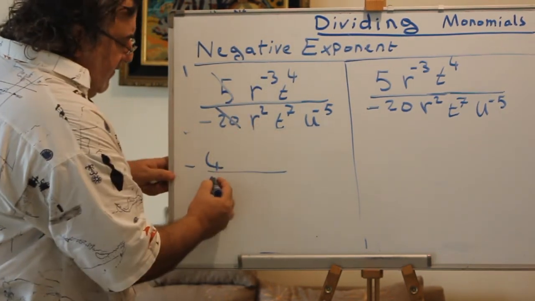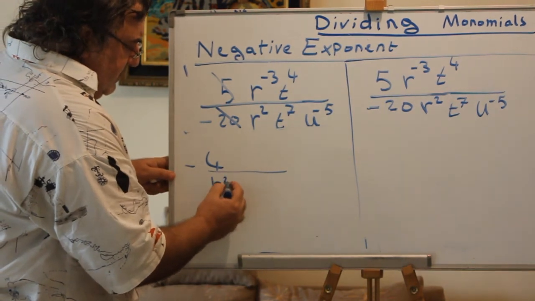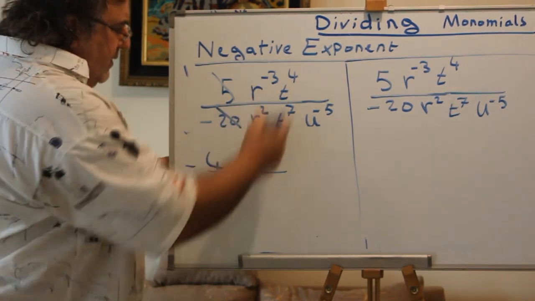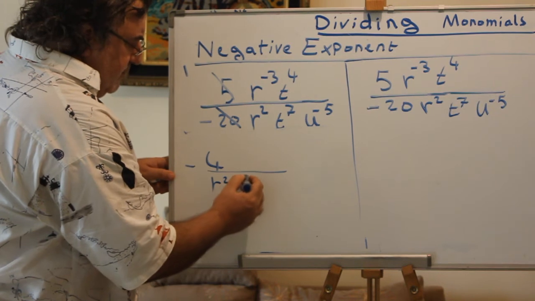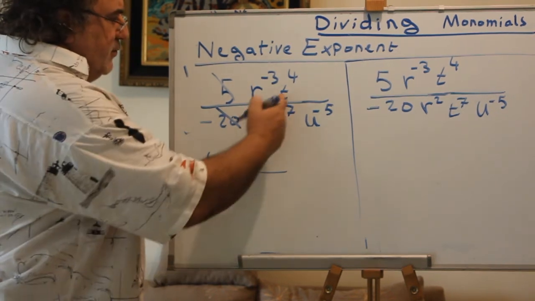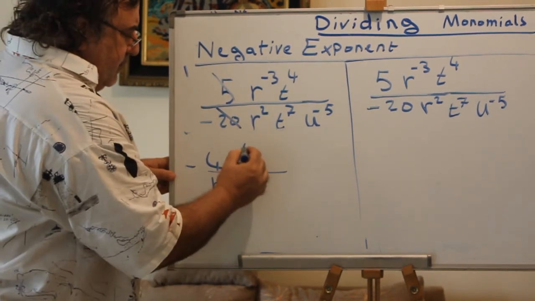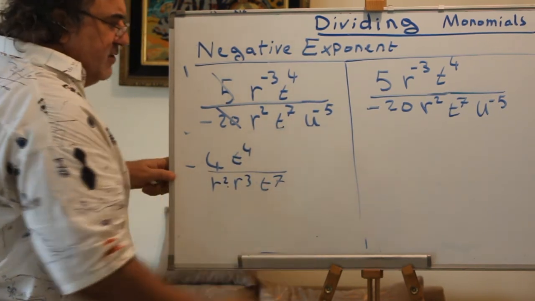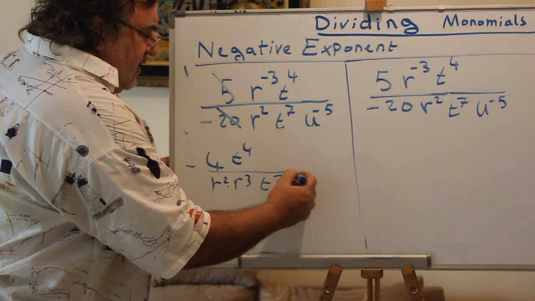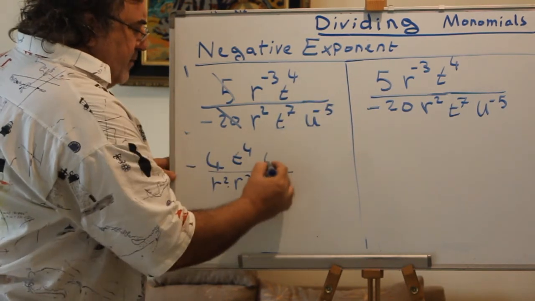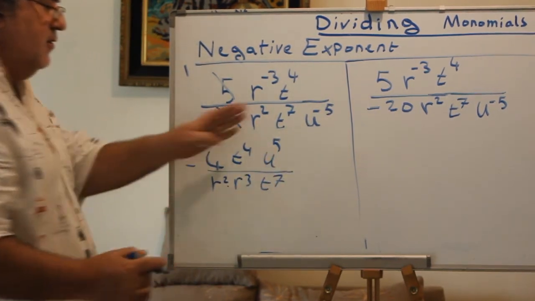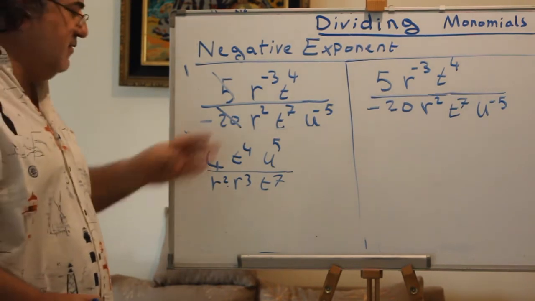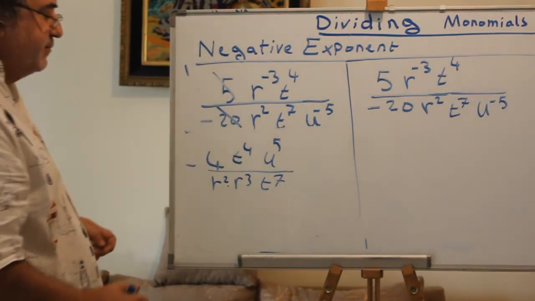Now here, I bring it down. I have r squared, and bring it down it will be r cubed. Then t to the power 4, keep it up. T to the power 7, keep it down because it's positive, no need to change it. U to the power negative 5, I bring it up, it will be u to the power 5. Now I make all the exponents positive. Now it's easy to find the answer.